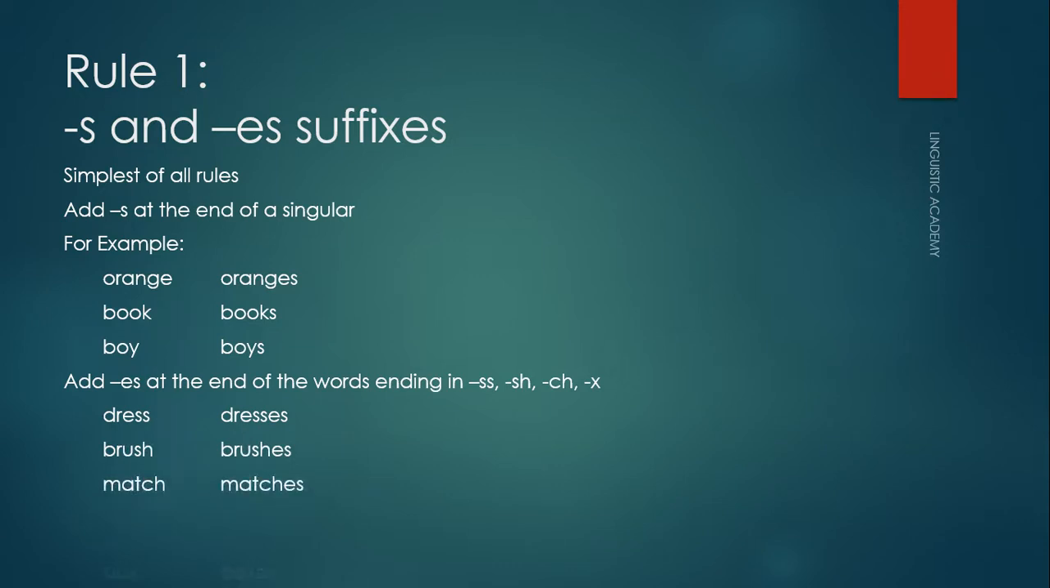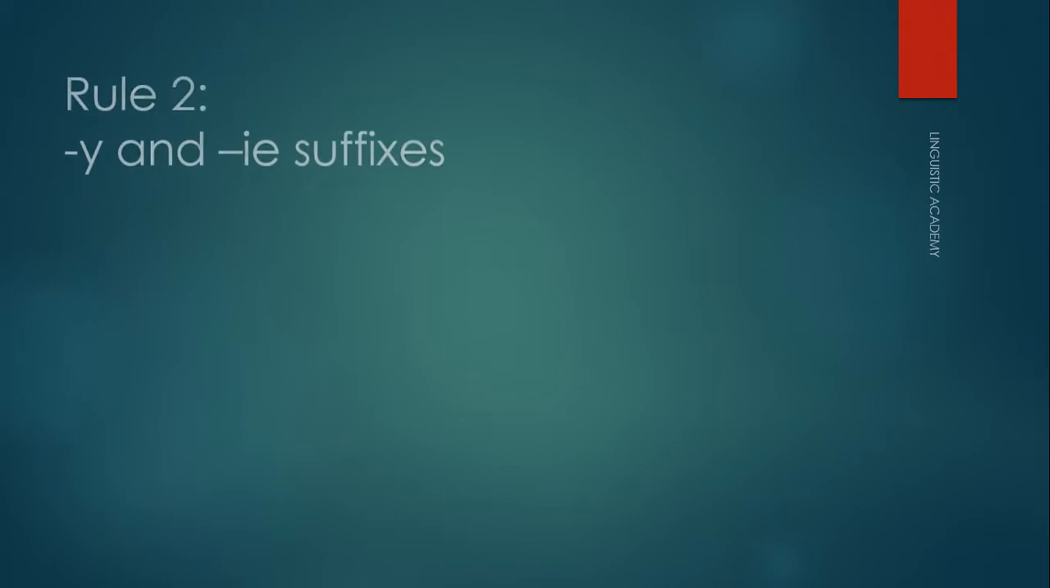Match, matches. Box, boxes. Now you see in all these examples, dress is ending at SS, brush is ending at SH, match is ending at CH, while box is ending at X. So we are not adding an S at the end, rather we are adding ES as a suffix to change them into plural forms. Now move to rule 2.